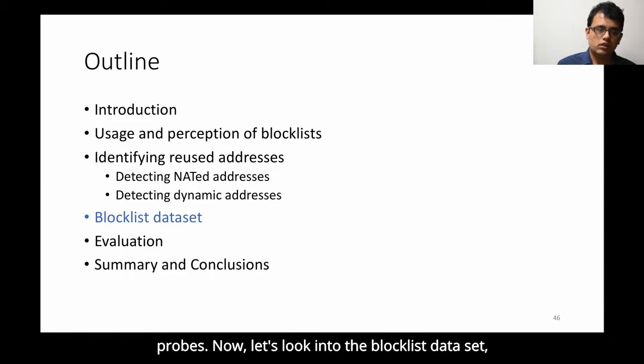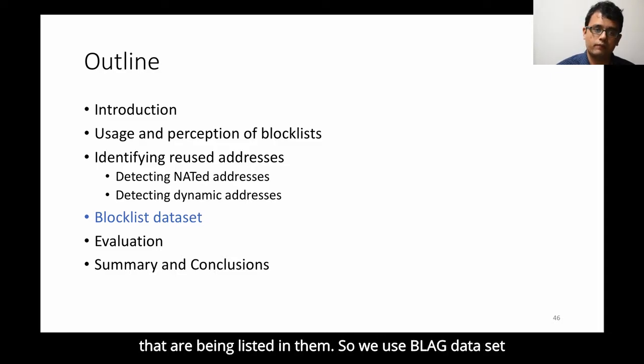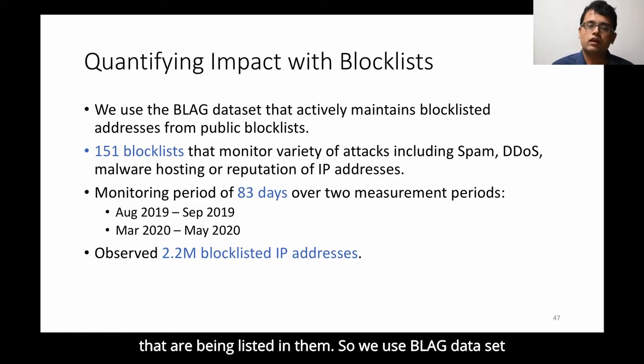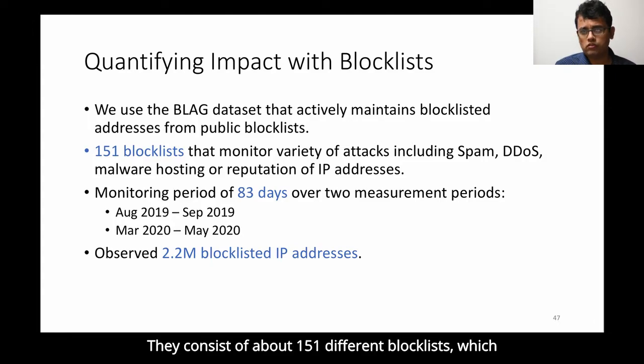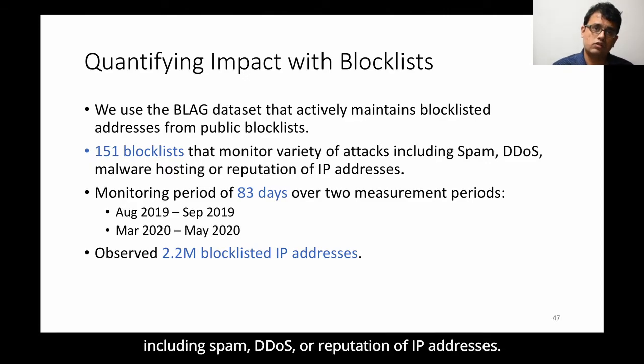Now, let's look into the blocklist dataset, which we use to compare and identify reused addresses that are being listed in them. We use a dataset that actively maintains publicly available blocklists. They consist of about 151 different blocklists, which include blocklists for different attack types, including spam, DDoS, or reputation of IP addresses.